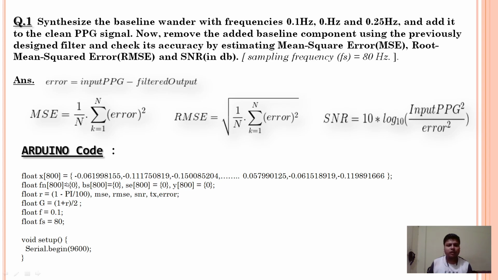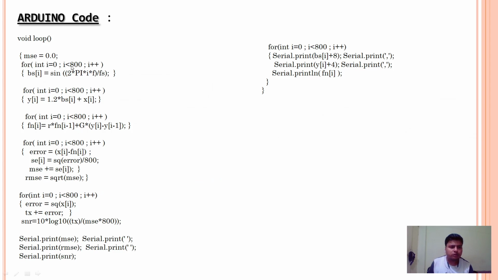So for this purpose, we are going to use a clean PPG signal in which we add the error and then verify our algorithm by removing the same. Since all the baseline frequencies are less than 0.4 Hz, our designed filter should be successful. 0.4 Hz is greater than all three: 0.1 Hz, 0.2 Hz and 0.25 Hz. So here we did the same thing, and additionally we calculated the MSE, RMSE and SNR. Let's see the output of this.